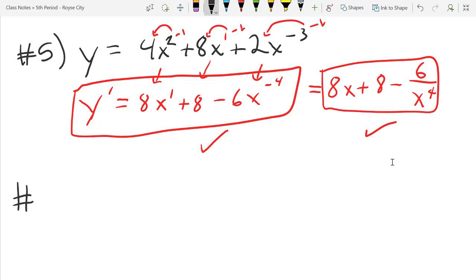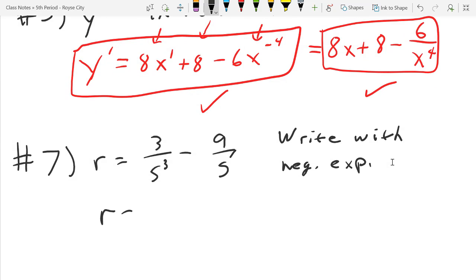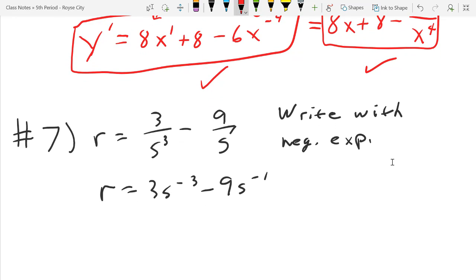Alright, well, another one we could do is say number 7, where we have r equals 3 over s cubed minus 9 over s. To this one, we need to first write with negative exponents. Step number 1, so we'll write r equals 3s to the negative third minus 9s to the negative 1. Then we can take the derivative r prime by, again, we'll move this exponent to the front, subtract 1 from the exponent on both of these.